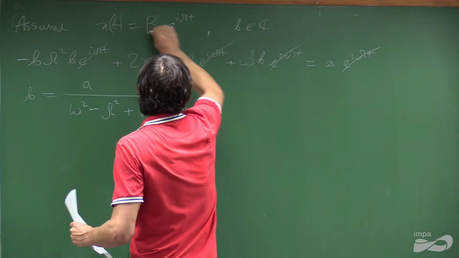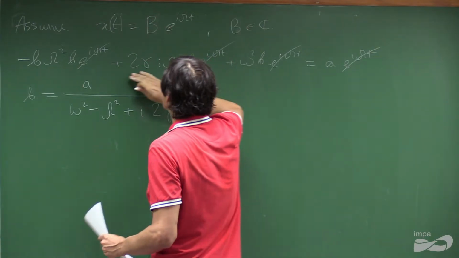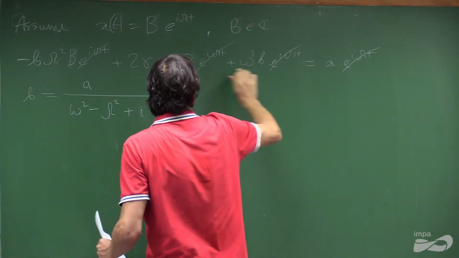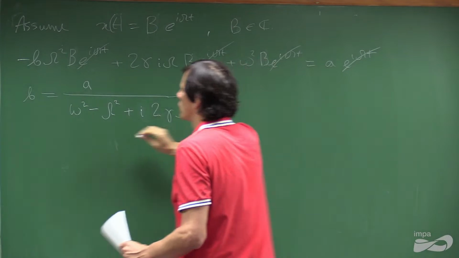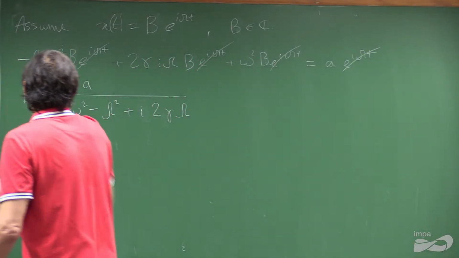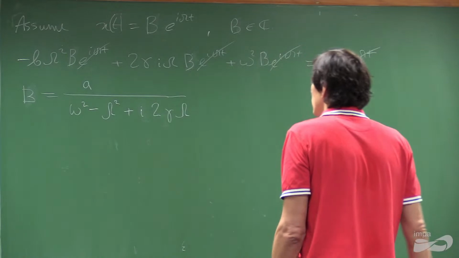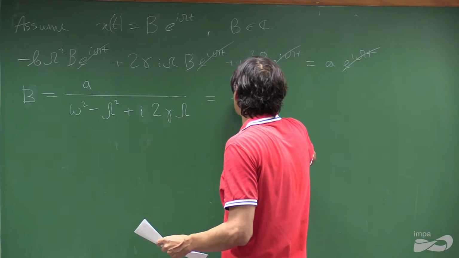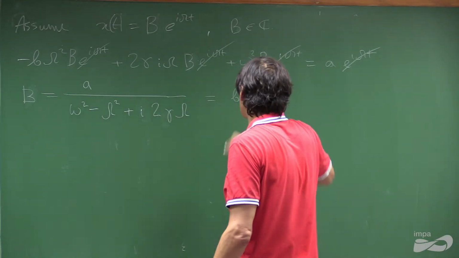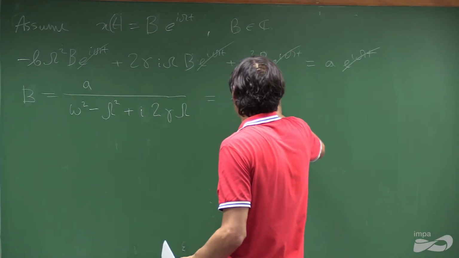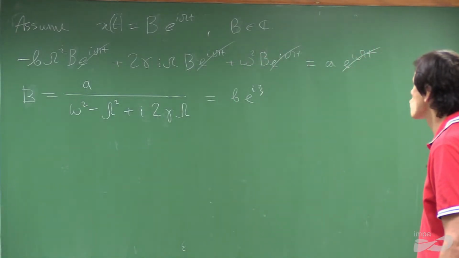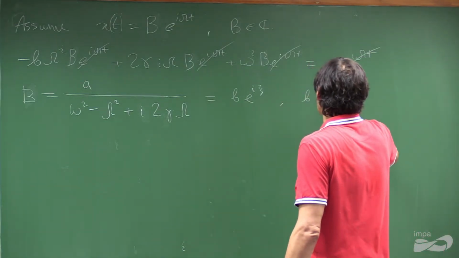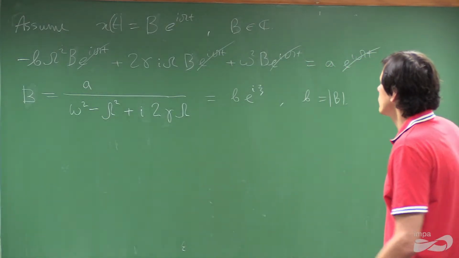Let's make it capital B, because I like small b to be real. Capital B is a complex number, so I can say its absolute value is small b and its phase is psi. Right? So small b is the absolute value. And then we put it back.